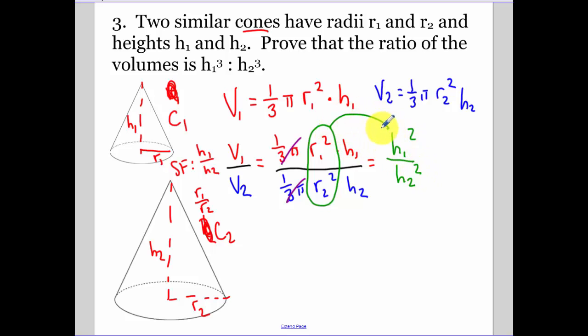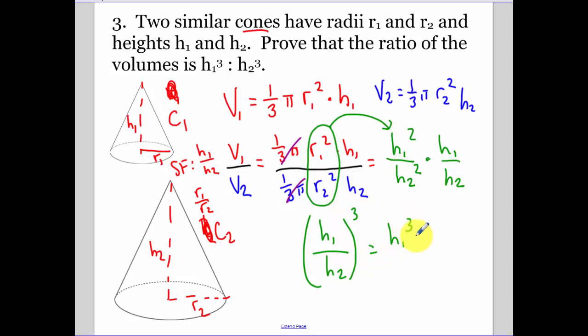So those radii become H1 over H2, and then I have another H1 over H2, so therefore I have H1 over H2 all to the third power. Or you could look at that as H1 cubed to H2 cubed. So again, I used the idea for my cone. I looked at the volumes. I recognized that the scale factor is the ratio of any of the corresponding parts, and that scale factor is going to be the same for any of the corresponding parts. And I substituted into my volume equation.